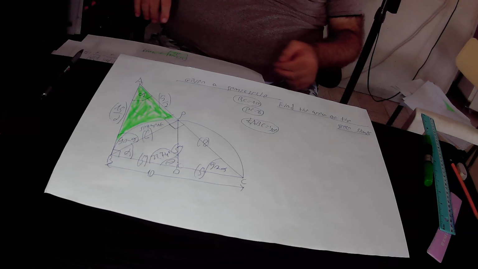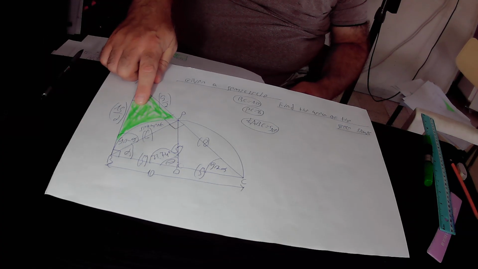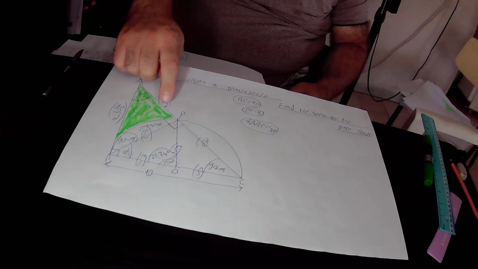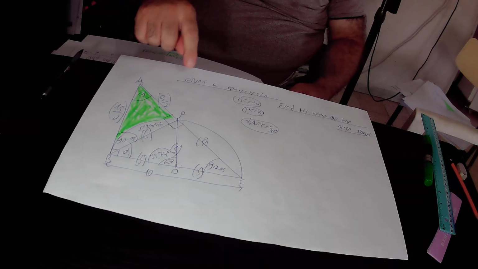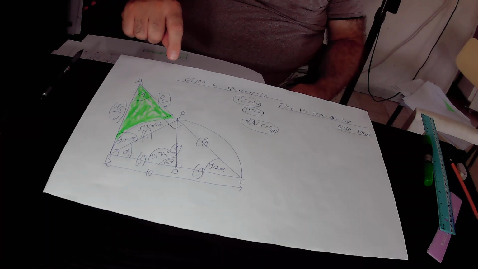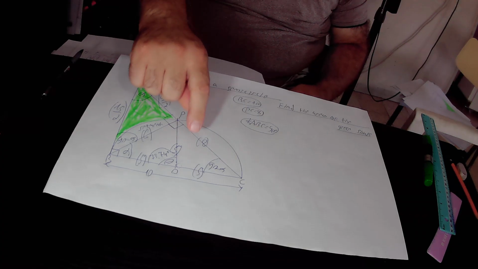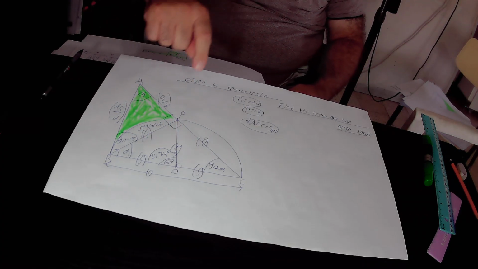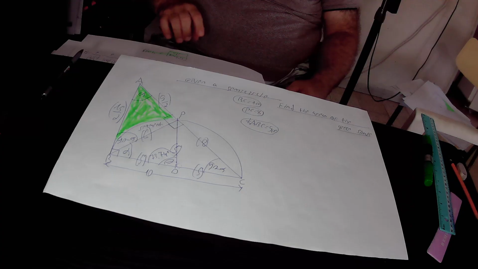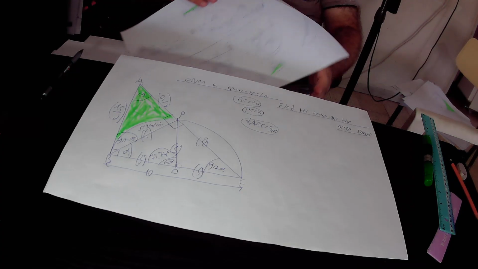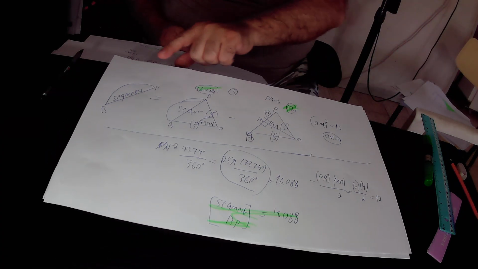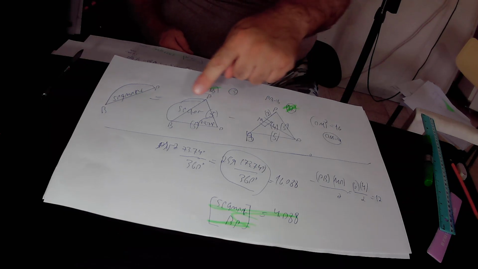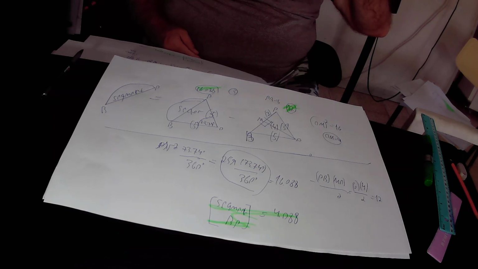In order to find out the area of the green shape, we'll have to find out the area of segment BP. What is the area of segment BP? The area of segment BP equals the area of sector BOP minus the area of triangle BOP.